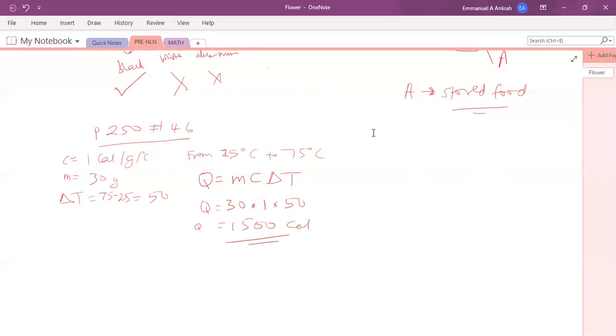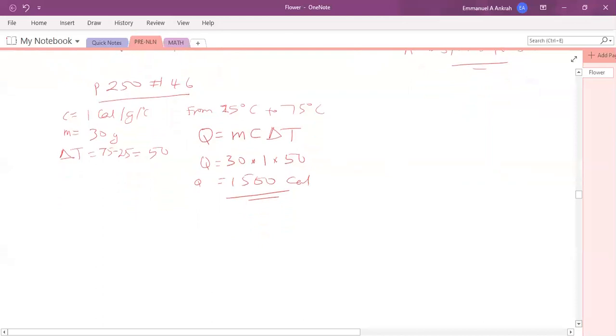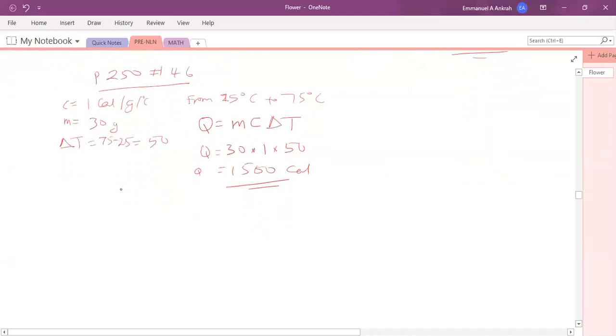Okay. Another question, page 251, number 53. So take 1 minute to try 53. C. Okay, she's C. Let's try that and see.